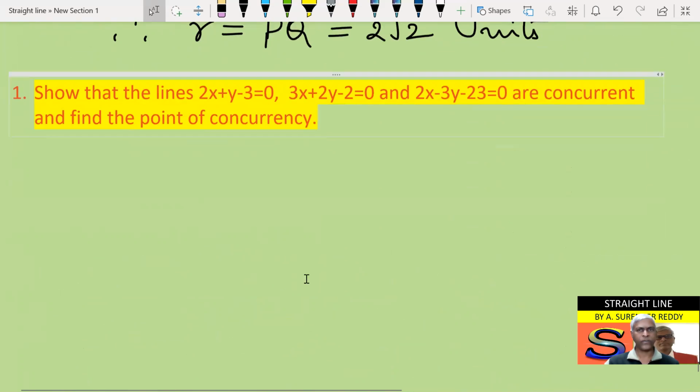We have to find the point of concurrency. So 3 lines are given that they are concurrent. Show that they are concurrent. So how do you show that? First, find the point of intersection of any two lines, and substitute that point in the third line. That should satisfy. By that they become concurrent. So first find the point of intersection of any two lines.